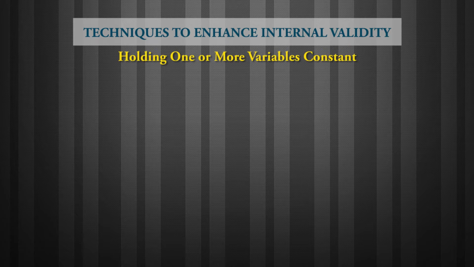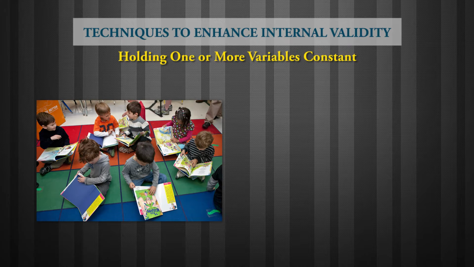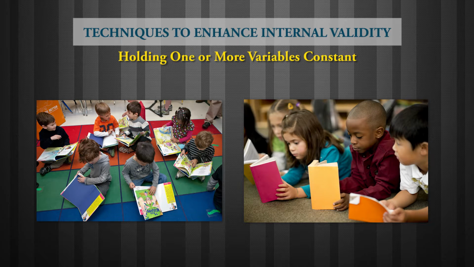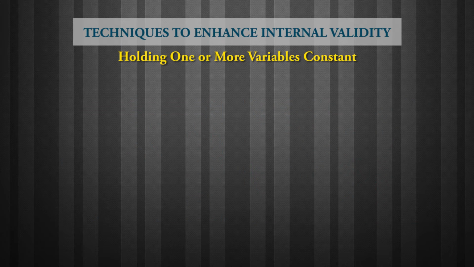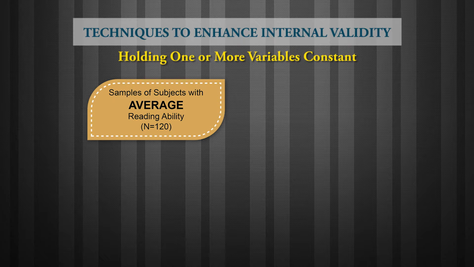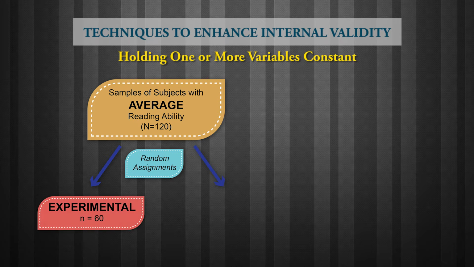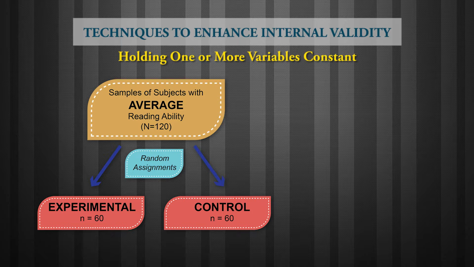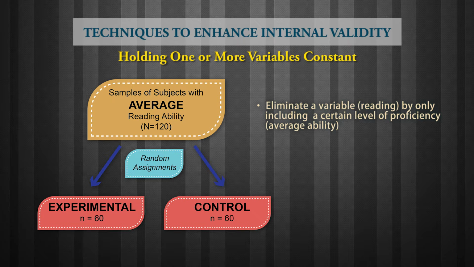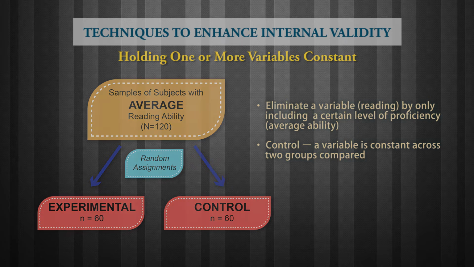The third technique is holding one or more variables constant. For example, in an experiment, you have difficulty ensuring that the experimental group and control group have an equal number of good reading ability and poor reading ability subjects. You could take only average reading ability subjects and assign them randomly to the experimental and control group if you are not interested in comparing high and low socio-economic subjects. What you have done is to eliminate the reading ability factor or variable by including only average reading ability subjects, that is controlling by holding reading ability constant across the two groups you are comparing.